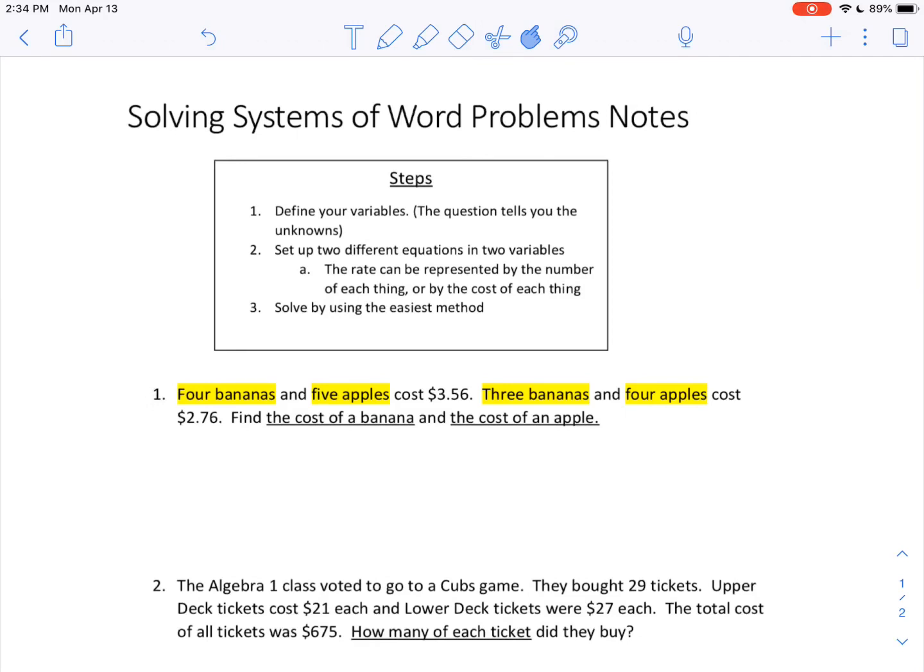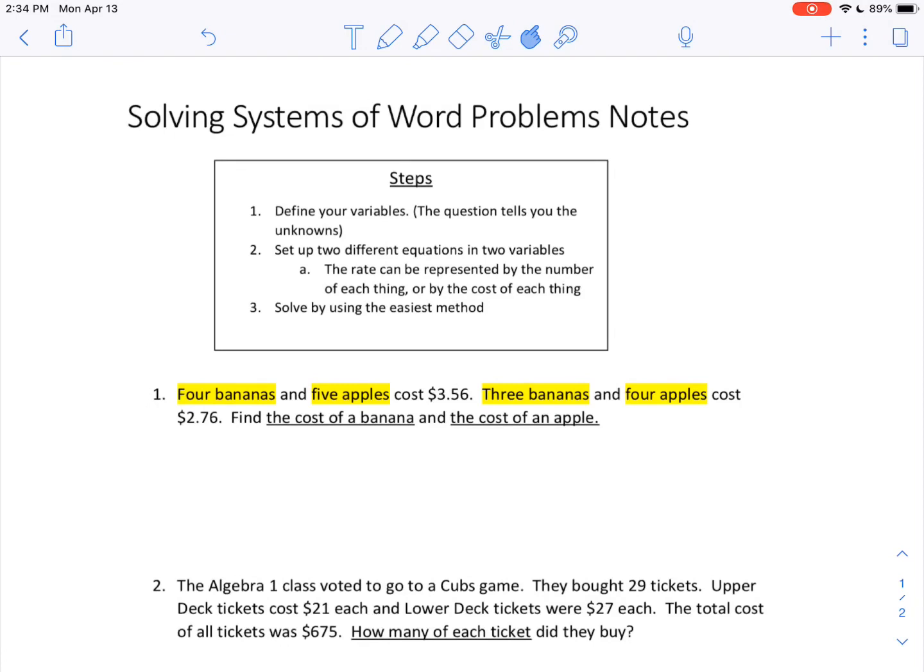Okay, so when we're solving system word problems, the very first thing you want to do is define your variables. Just like when we were doing regular word problems, you got to figure out, what don't I know? Okay, then you're going to set up two different equations with two variables. Remember, a system of equations has two variables, and we're going to solve by using whatever method you want to do.